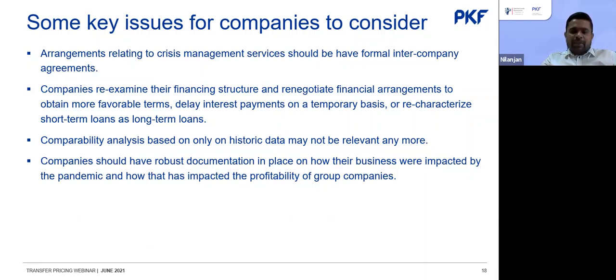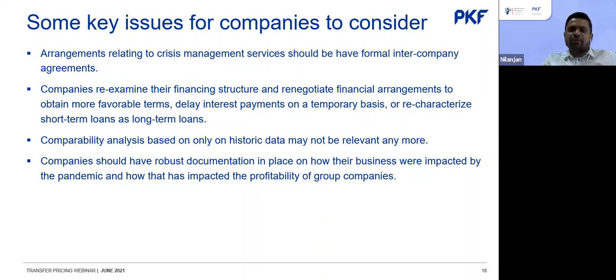Also, during COVID, there might be certain entities within your group which offered you crisis management services. It's a fairly good idea from a transfer pricing perspective to have formal intercompany agreements with those companies and have them documented in your report. In terms of examining the financing structure, the financial arrangements should be renegotiated to obtain more favorable terms. Most of the companies are looking at delaying interest payments or recategorizing short-term loans as long-term loans. This is okay from a transfer pricing perspective, because independent companies are also doing this.